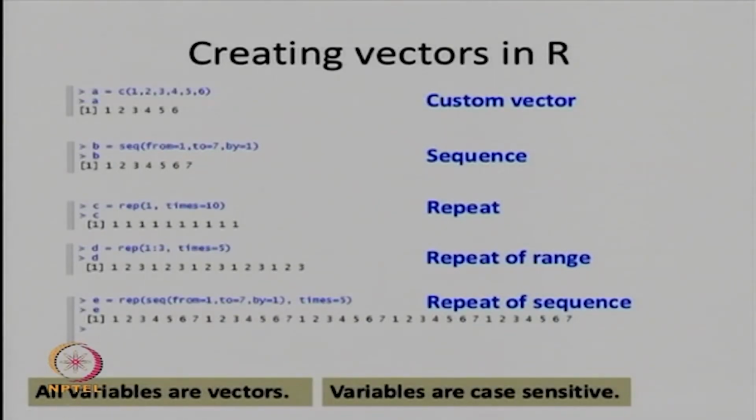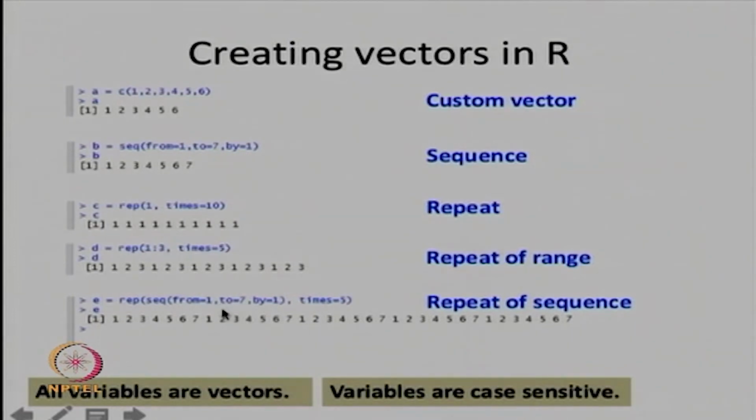You can create a custom vector using c open bracket, and then you have various entries 1, 2, 3, 4, 5, 6. In that way, you will get these values. You can introduce this vector as a sequence. I can write from 1 to 7 by 1, which means I want a sequence which is increasing in units of 1. You can repeat it. You have 1 which you want to repeat 10 times, you can generate this vector. You can also repeat a range, and similarly for a sequence.